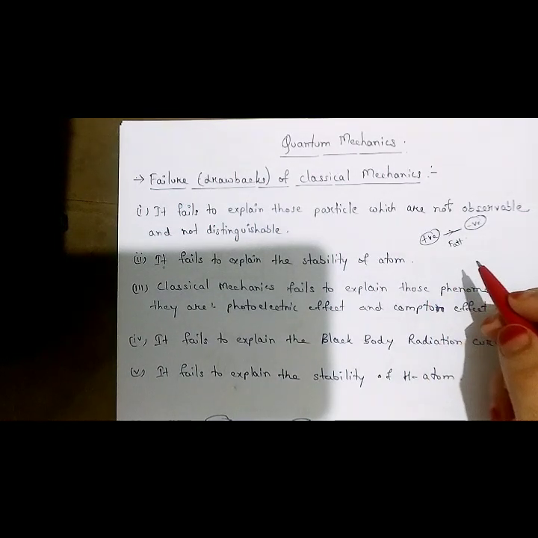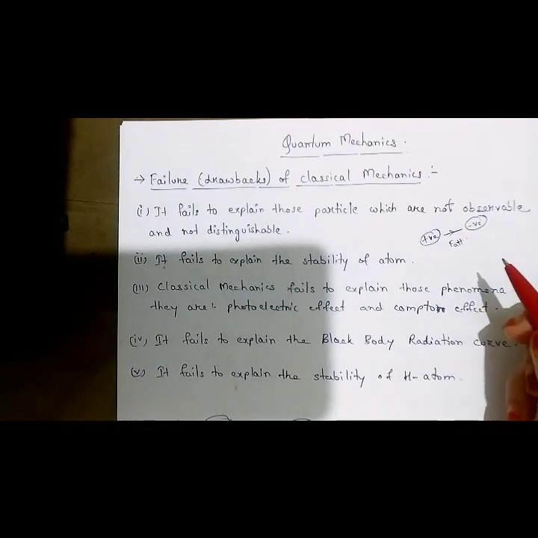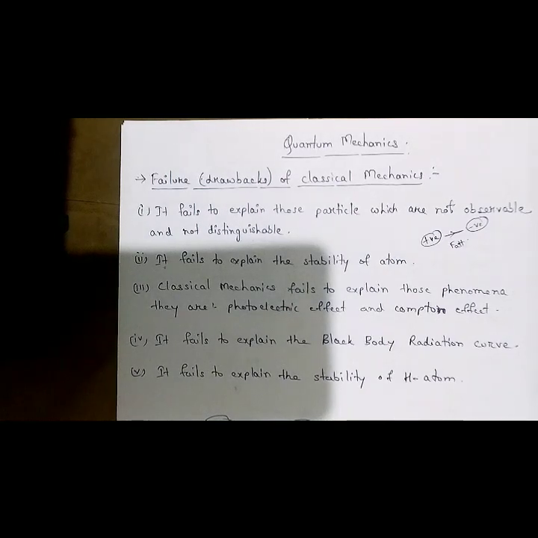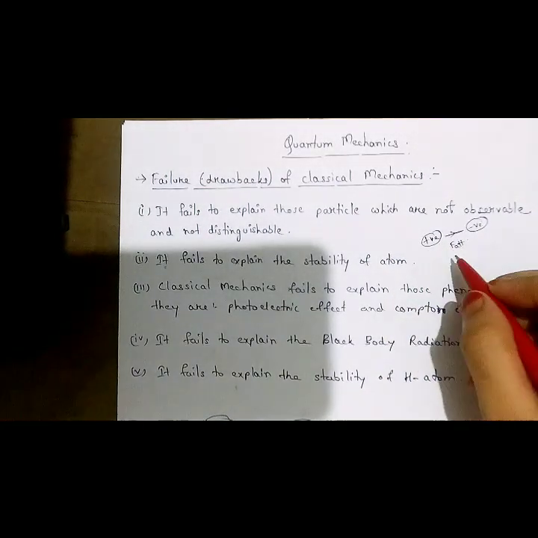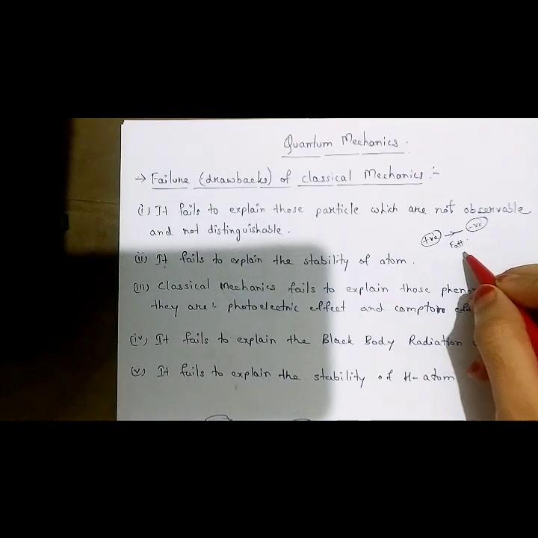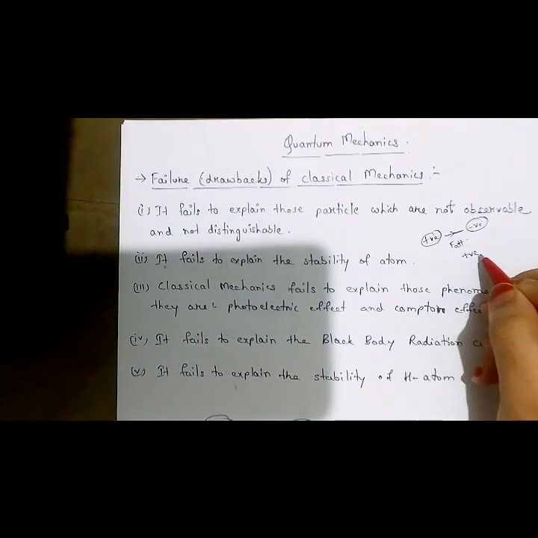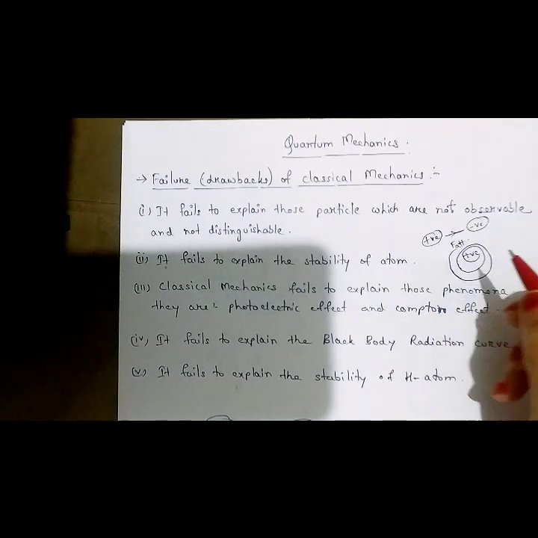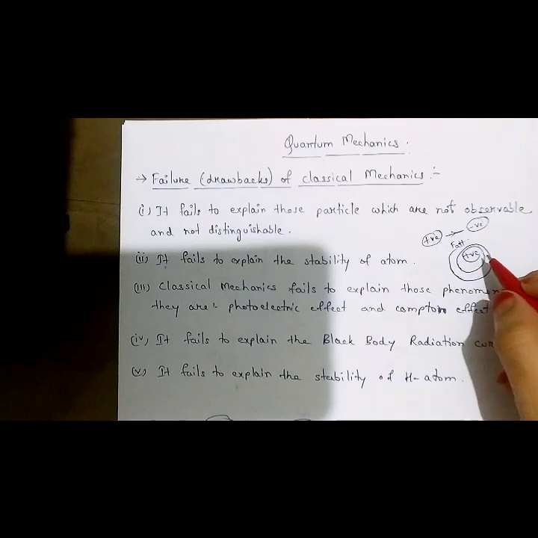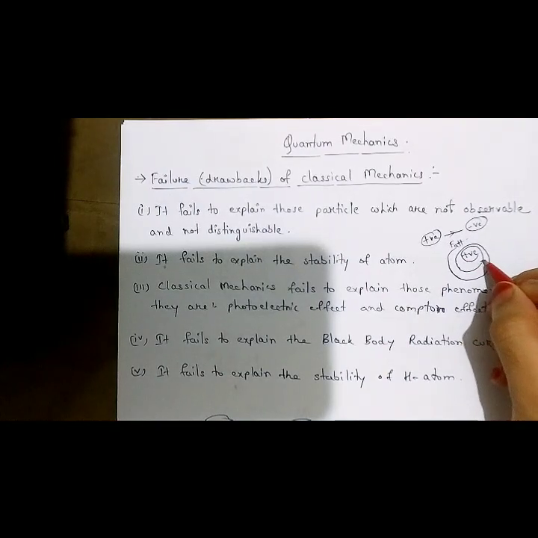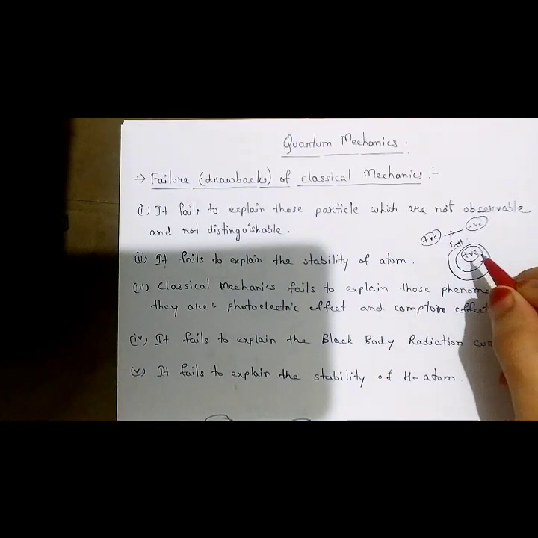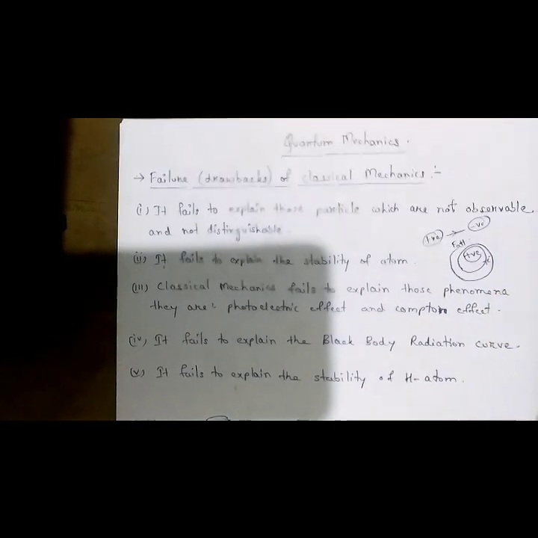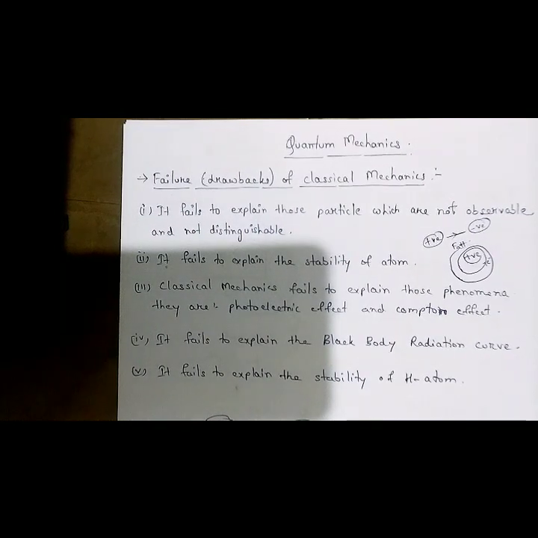On the other hand, quantum mechanics says that an atom consists of a positively charged nucleus and negatively charged electrons, and the negatively charged electrons revolve around the nucleus in different orbits. So quantum mechanics successfully explains the stability of the atom.